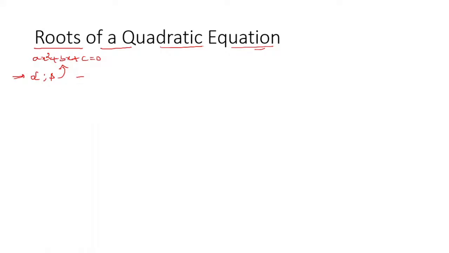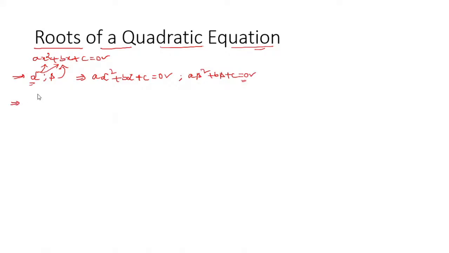This implies that when we substitute this root alpha in the place of the variable, this equation holds true. So a alpha square plus b alpha plus c must be equal to 0, since alpha is root of this equation. Likewise, a beta square plus b beta plus c must be equal to 0, because beta is also root of this equation.